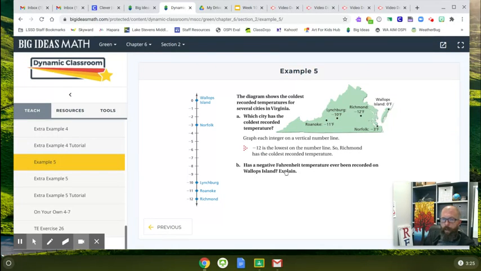Part B. Has a negative Fahrenheit temperature ever been recorded on Wallops Island? Explain. Well, how would we know that? The coldest recorded temperature on Wallops Island is 0 degrees, which is greater than every negative temperature. So, a negative temperature has never been recorded on Wallops Island. So this tells us that the coldest it's ever been recorded is 0. So, negative has never been recorded. Okay?